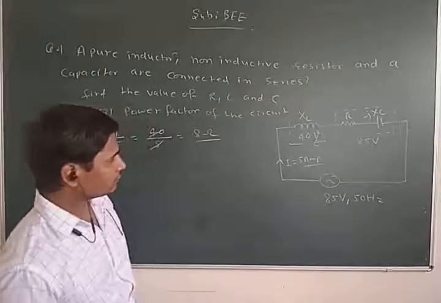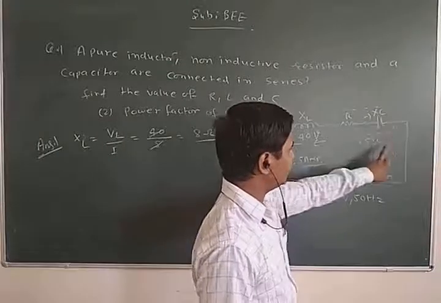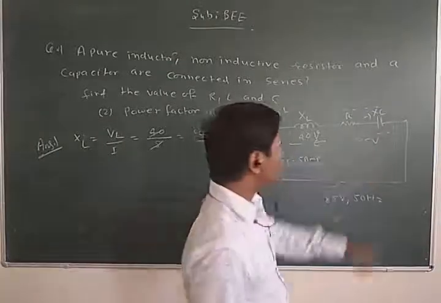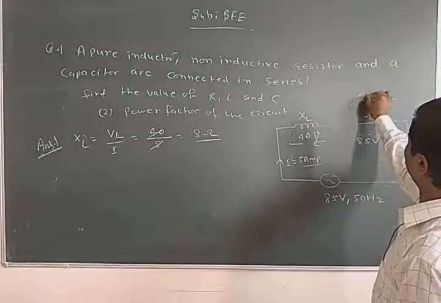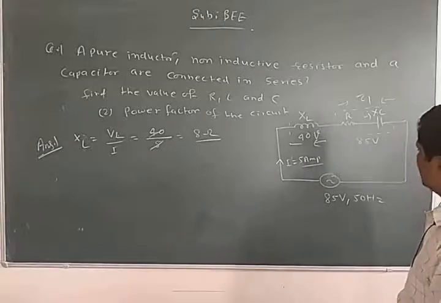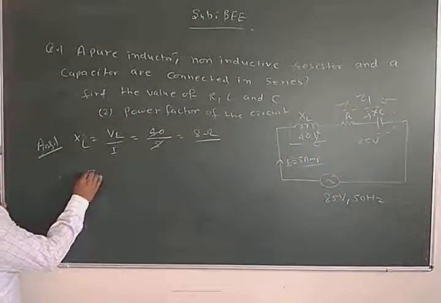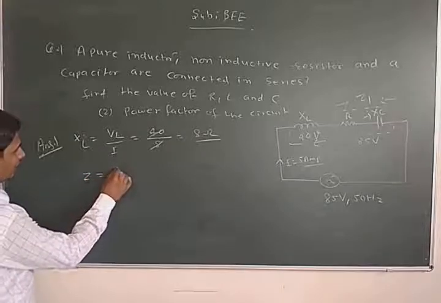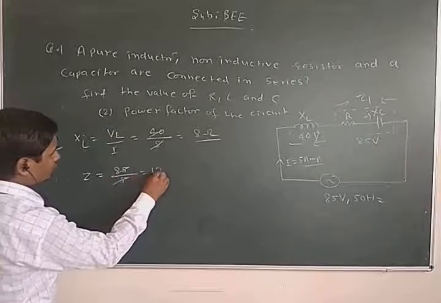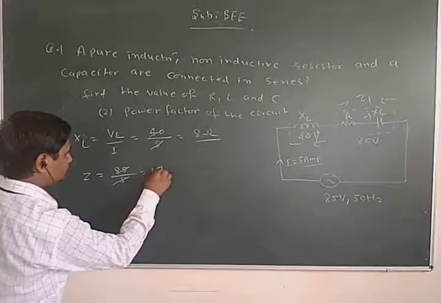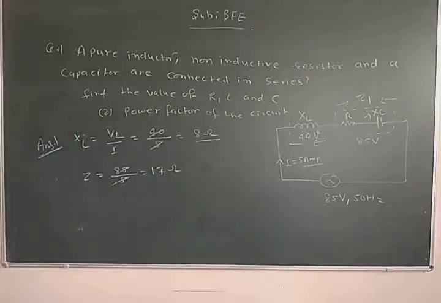Now in the second case, the voltage across elements R and C is 85 volt. So the total impedance of R and XC, suppose this is Z1. So from here Z1 is equal to 85 divided by 5, that is equal to 17 ohm.